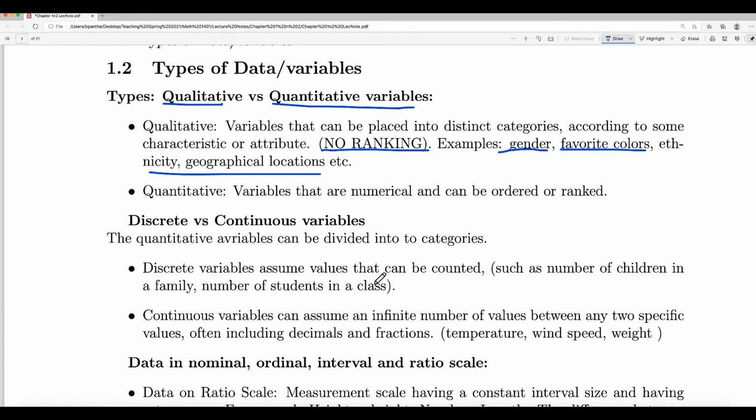But continuous data can assume infinitely many values. For example, temperature can be any decimal value. You can think of any number of decimals, like 1.1, 1.2, 1.3, 1.11, 1.111, 1.112, there are so many. So you can basically list all the numbers between 1 and 2. If a variable takes decimal numbers like that, then it is a continuous variable. For example, temperature, wind speeds, weights, they can take any decimal values, so they are continuous variables.